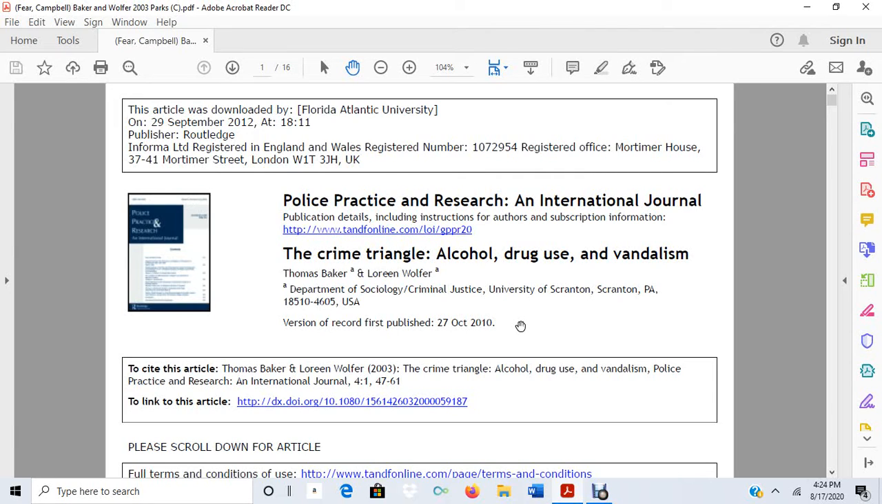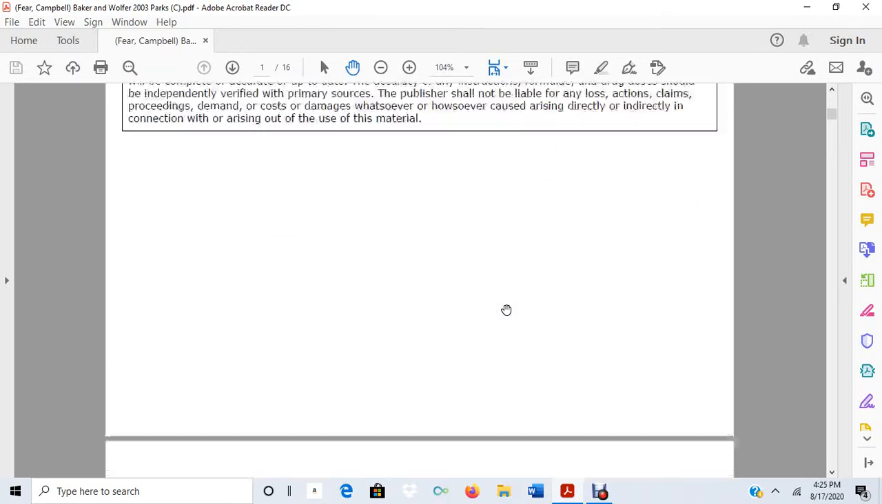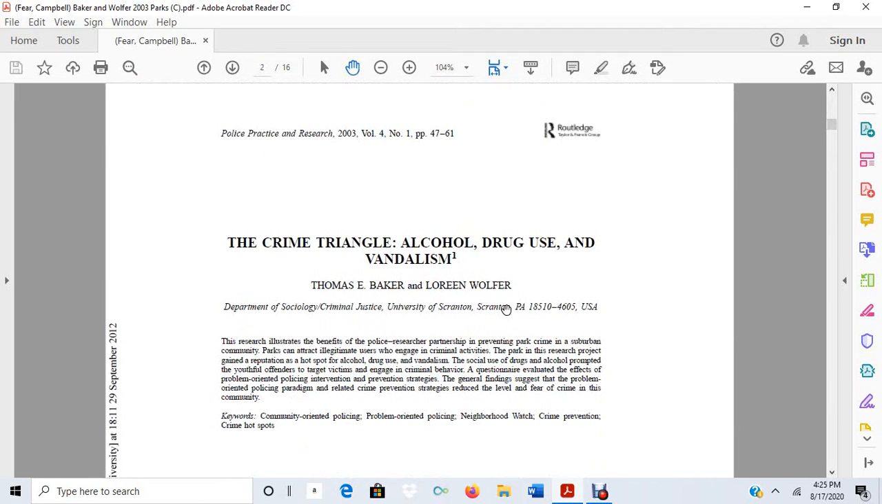But anyway, this is the first page of the article. This just has a lot of technical information about where it was downloaded from and the journal and such. So we're just going to skip through this. You don't really have to read this part. So the article really begins here, and this is the first page.